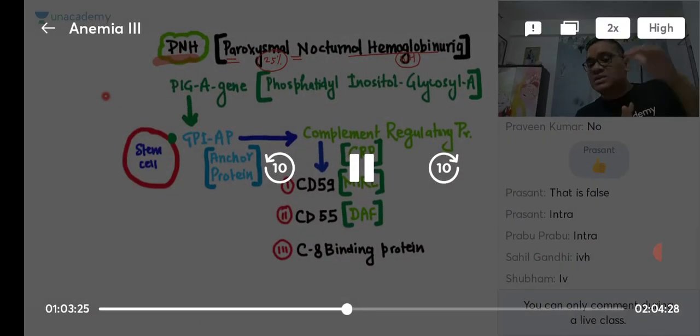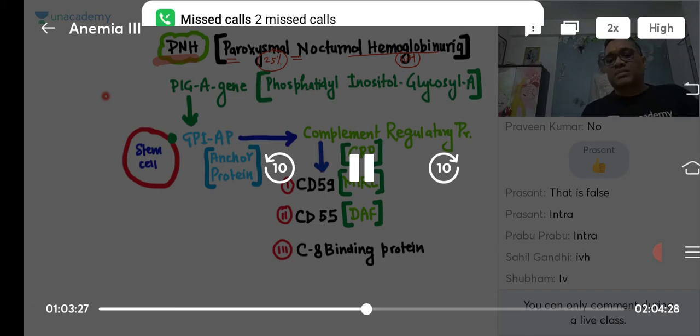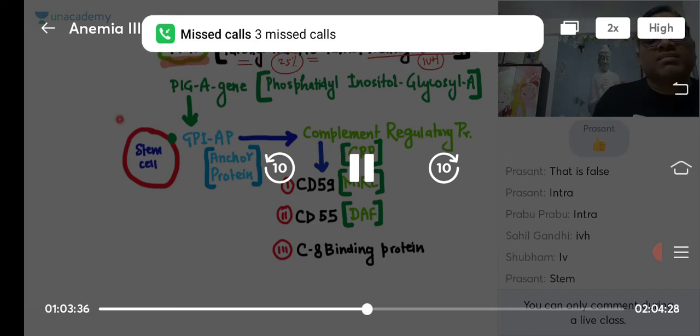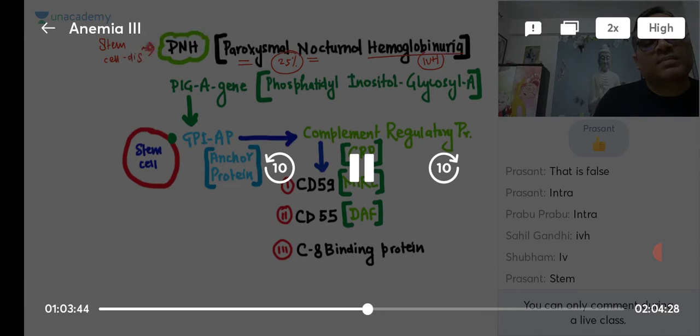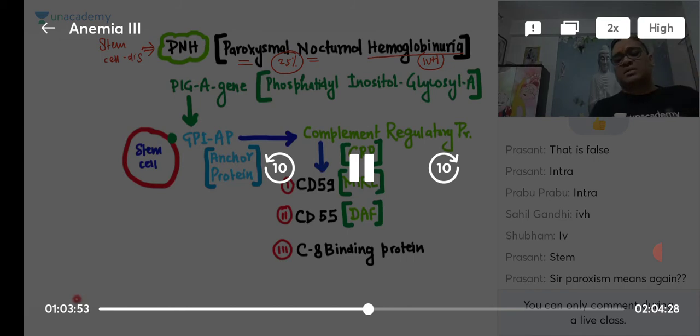Is it really an RBC defect or is it a stem cell disorder? That is the other important concept. PNH is a stem cell disorder. Always remember, PNH is a stem cell disorder. Right? What is the problem? Paroxysm is continuous fits, like continuous cough.